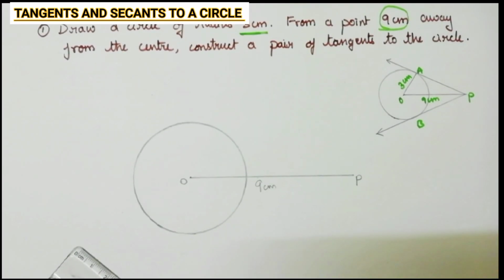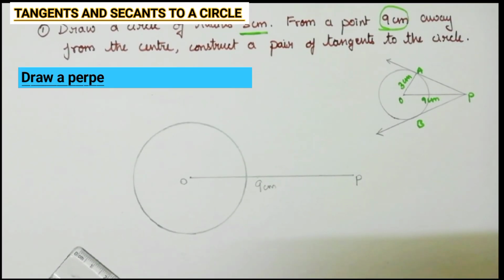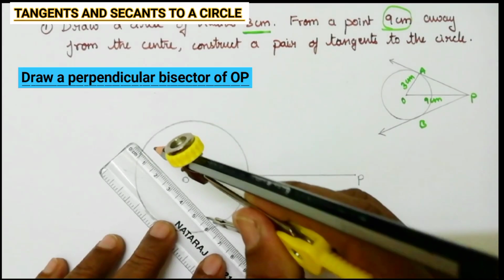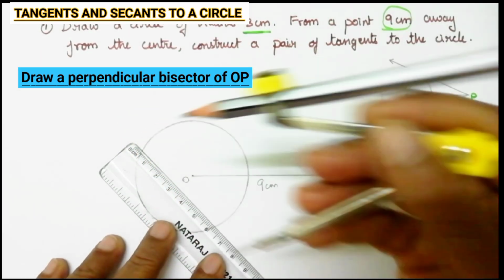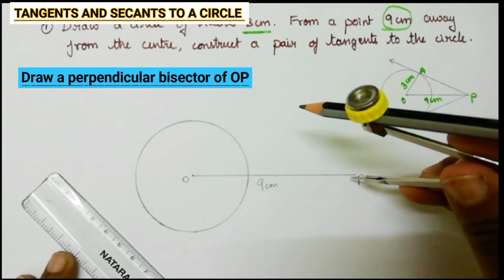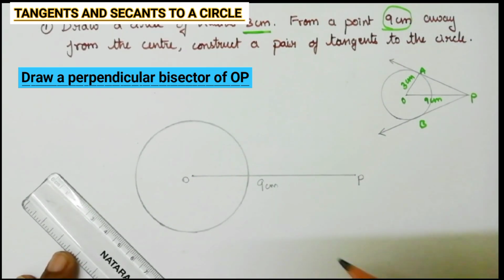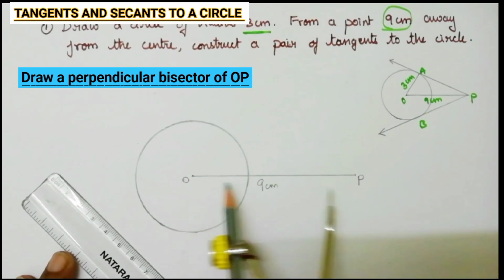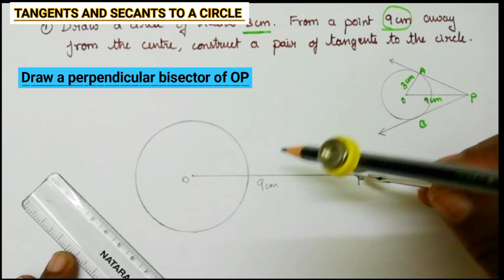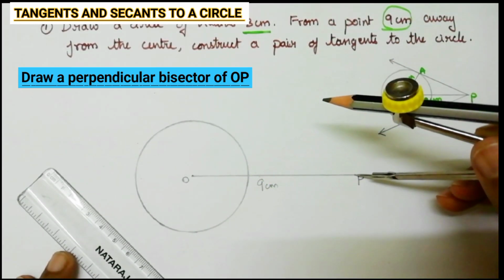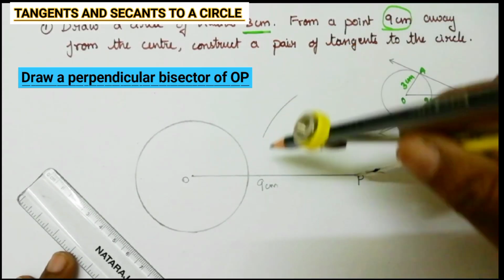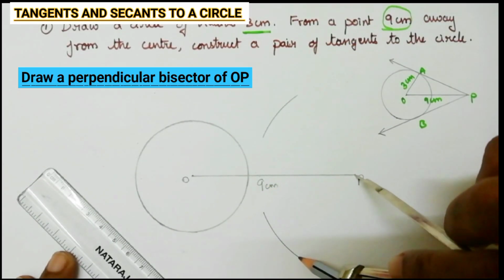Half of 9 centimeters is 4.5. We can also take 5 centimeters. I am taking 5.5 centimeters so that it is convenient for us to draw the perpendicular bisector. Now we are going to draw perpendicular bisector to this line OP. So take more than half, that is 5.5 I am taking. One arc up from P and another arc down from P.